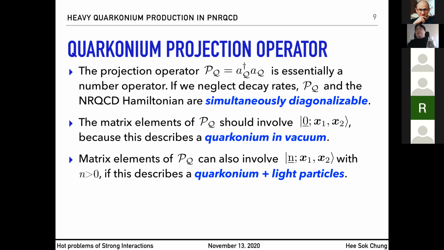momentum transfers of order m are integrated out from NRQCD, and the only remaining decay processes that remain in NRQCD are transitions between heavy quarkonium states, and those occur very slowly and can be neglected compared to the timescale of hadronization of QQ into a quarkonium. So, to a good approximation, this projection operator and the NRQCD Hamiltonian are simultaneously diagonalizable.